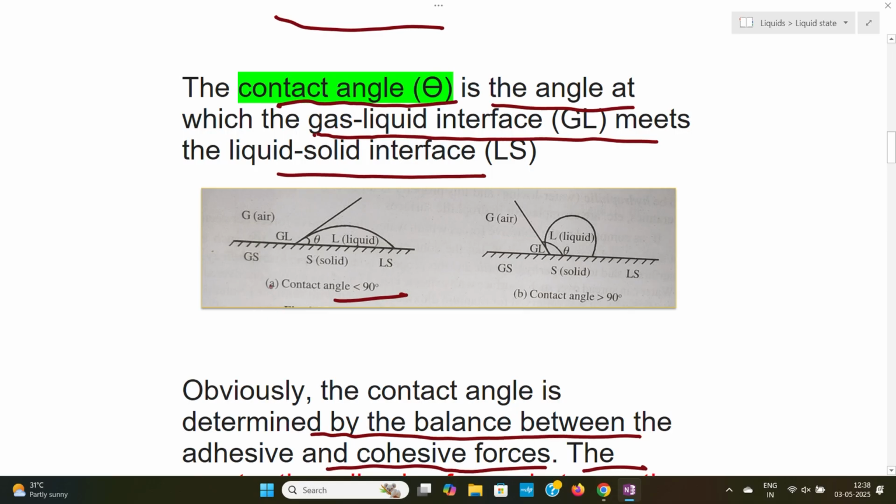Here, if we look, this is the angle theta, between the gas-liquid interface and the liquid-solid interface. This angle is greater than 90 degrees.